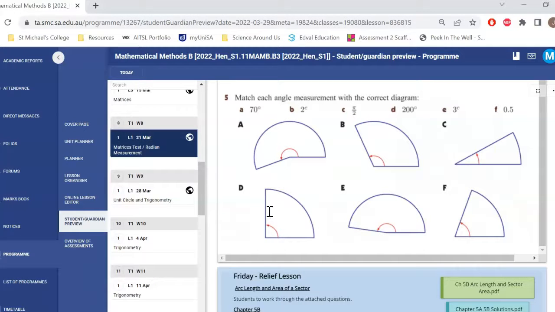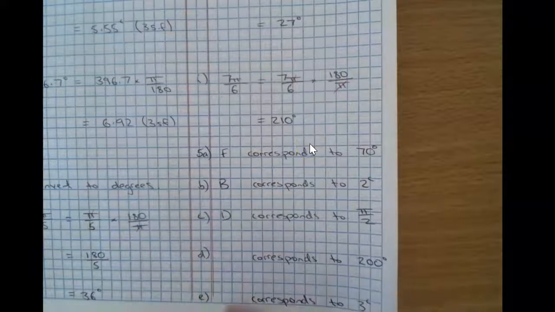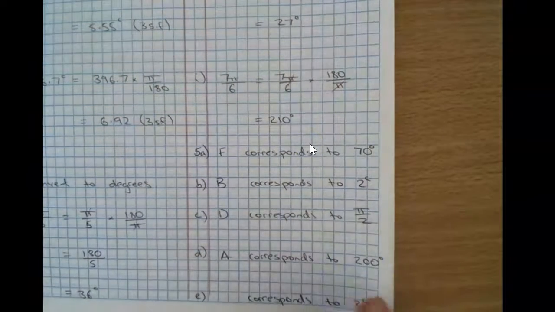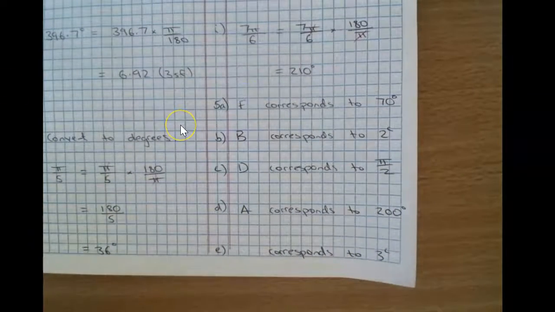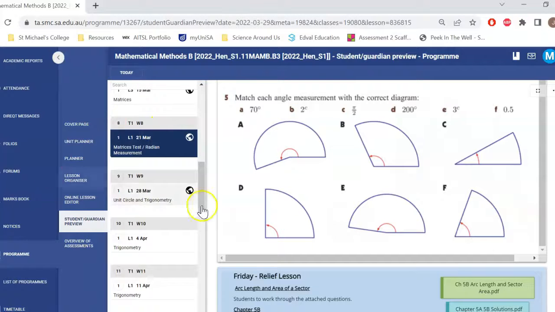Then let's have a look. Which one corresponds to 200 degrees? Well, A is slightly greater. If this was horizontal, that'd be 180. That's about 20 degrees more. So A would correspond to 200 degrees. Then which one relates to 3 radians? So 3 radians is just less than 180 degrees, because 180 degrees would be pi, which is 3.14. So E would be the best fit for 3 radians.